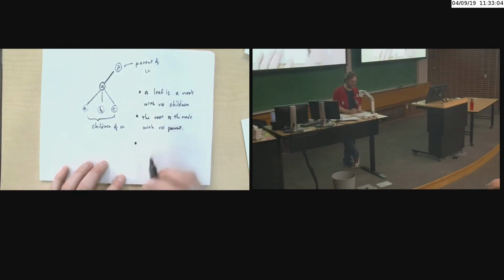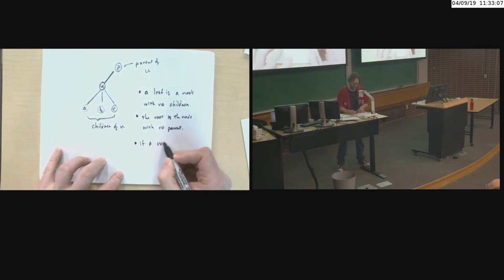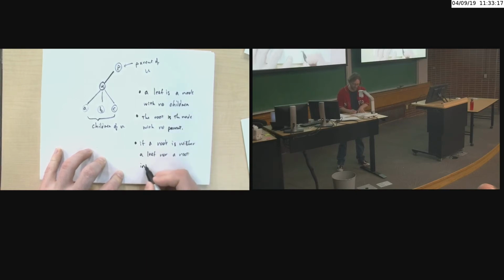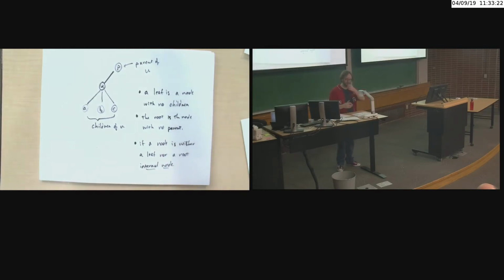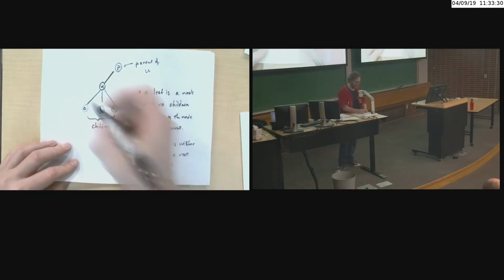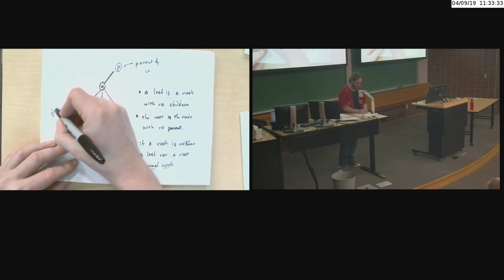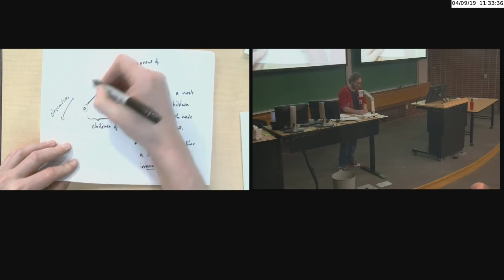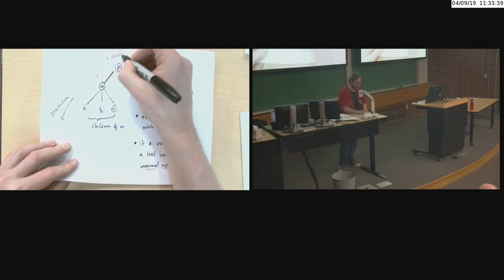Otherwise, sometimes if a node is neither a leaf nor a root, it's sometimes called an internal node, right? But we won't have cause to call attention to that too often. Okay. So those, again, you can go down with descendants, and you can go up with ancestors, because trees grow downward. Okay.